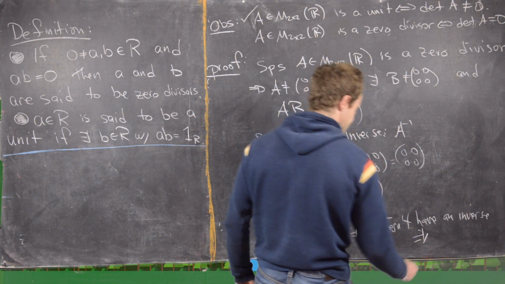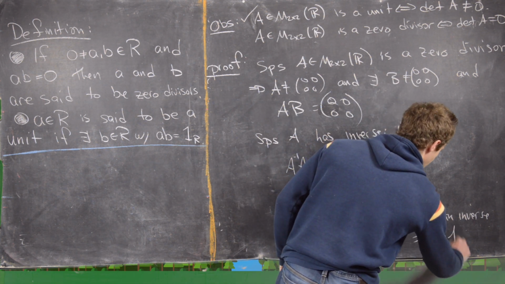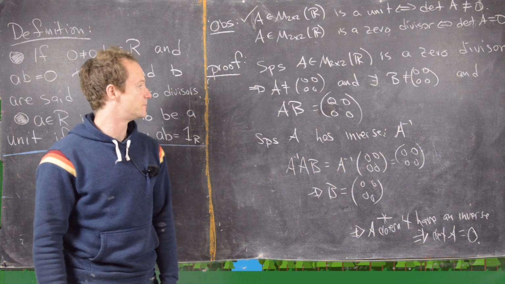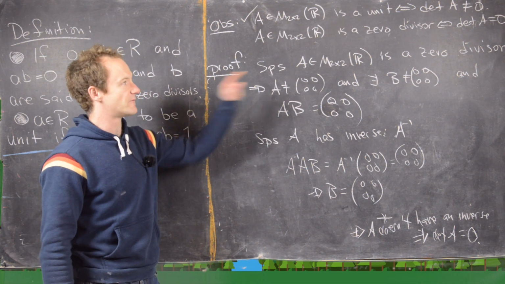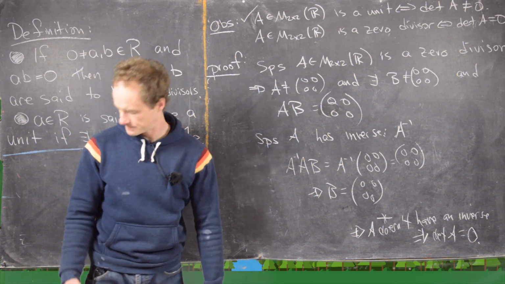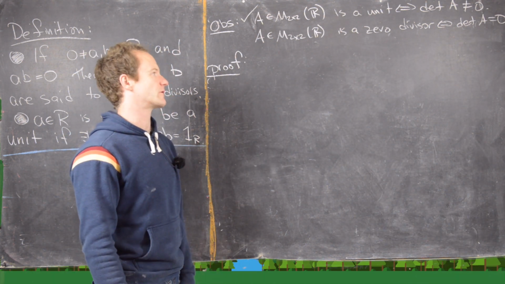In other words, the determinant of A is equal to 0 by the invertible matrix theorem. Okay, so that gives us this forward direction. Now I'll clean up the board and we'll do the reverse direction. Okay, so now we're ready for this reverse direction.